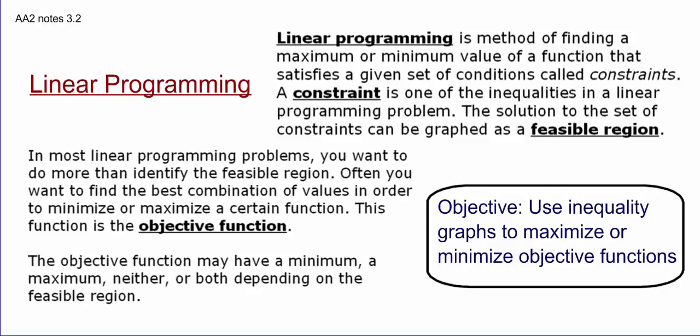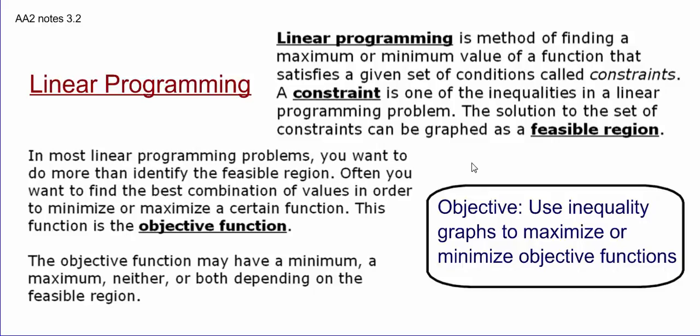So linear programming is a method of finding a max or minimum value of a function that satisfies a set of conditions we call constraints. Constraints is just a fancy name for the inequalities. And anywhere that we would find basically the solution to a set of inequalities, or a system of inequalities, we call the feasible region. So, a little new terminology: constraint, feasible region, but we used to know those as inequalities and solution, no big deal.